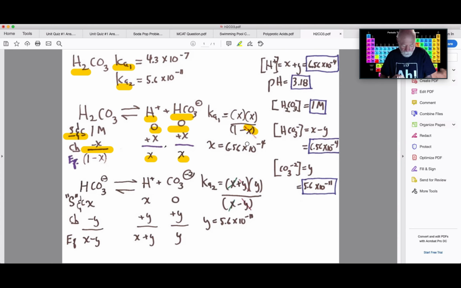E7 minus square root. And sure enough, I get an answer of 6.55 times 10 to the minus 4. I'll round it off to 6.56. So that is the value of X.